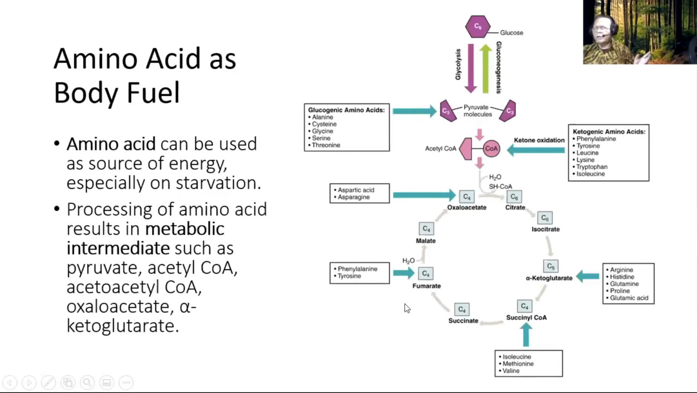Now let's move to amino acid as a body fuel. Amino acid can be used as a source of energy, especially in starvation. Processing of amino acid results in metabolic intermediates such as pyruvate, acetyl-CoA, acetoacetyl-CoA, oxaloacetate, and alpha ketoglutarate. Let's see this one.